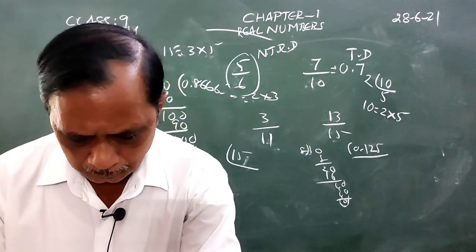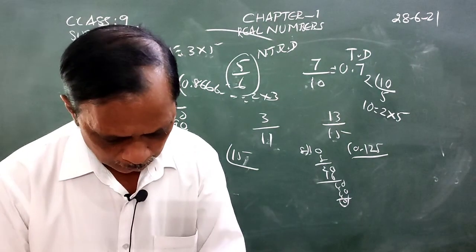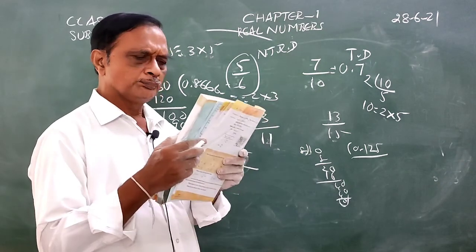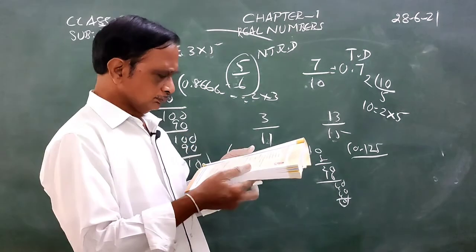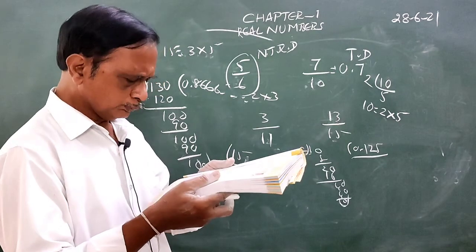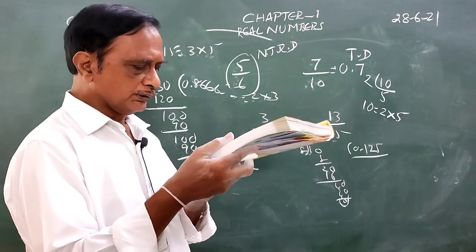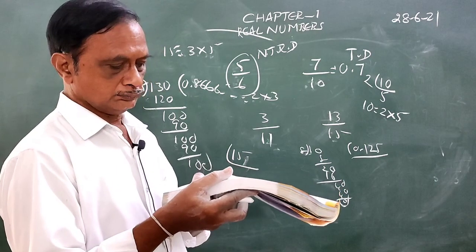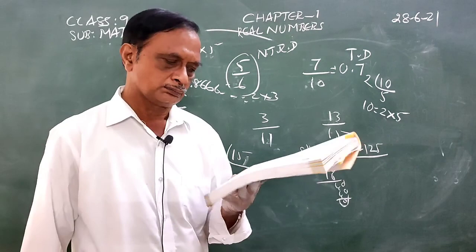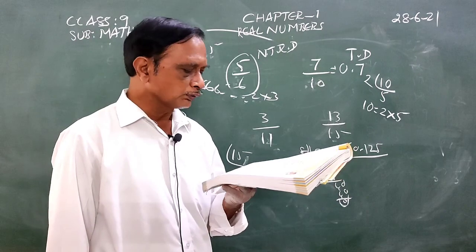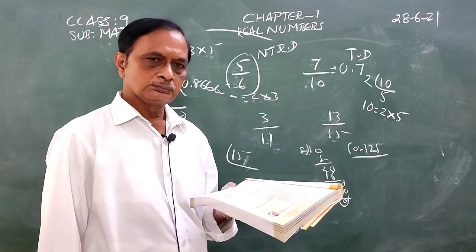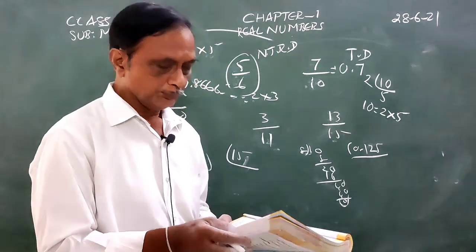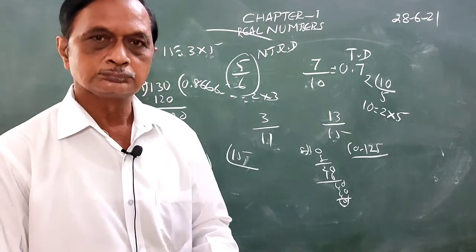So if you observe, go through Exercise 1.1, page number 7, and go through the last problem, the 9th one: without actually dividing, find which of the following are terminating decimals. You try to solve those problems. In the next video, we will complete it and go through the remaining, maybe the next concept. Thank you.